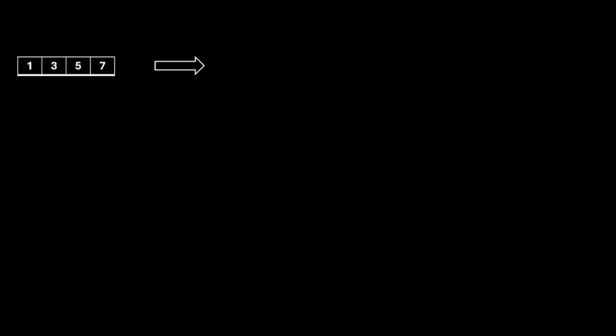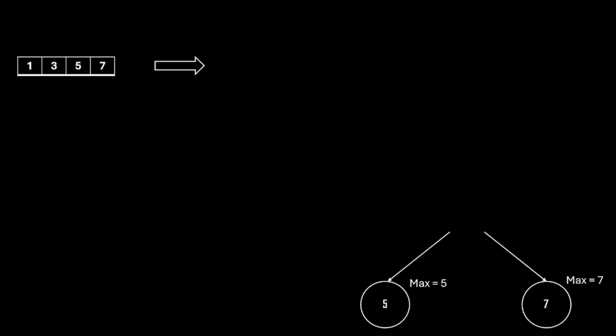Let's start by combining 5 and 7. Okay, so the max in this case will be 5 itself, and for 7, it will be 7 itself. Combining this, the product of the largest leaf value in the left and the largest leaf value in the right subtree is 5 into 7, which is 35, right? Then what will be the max of this entire subtree? It will be 7 itself, right?